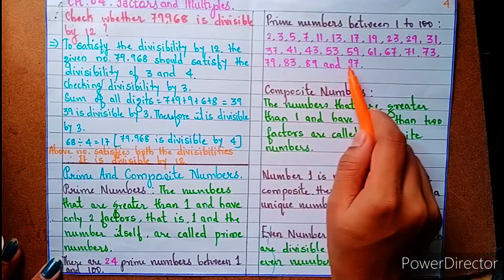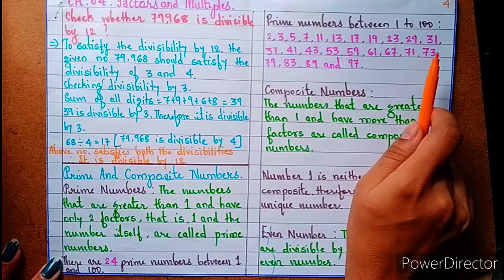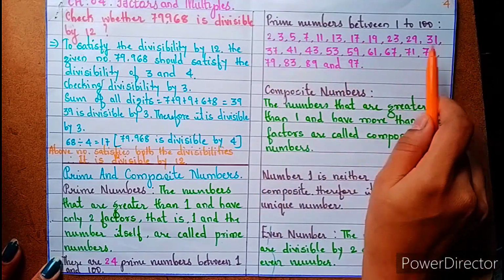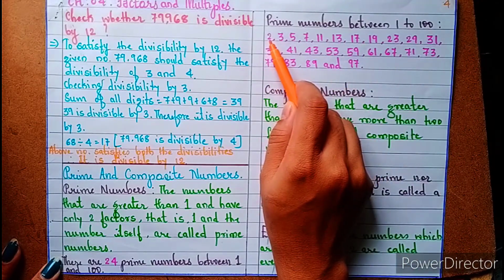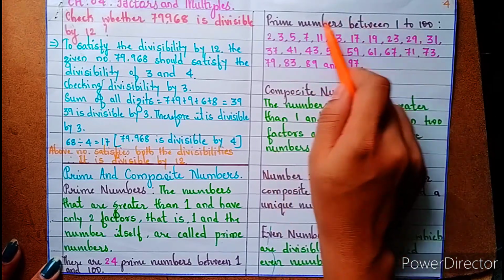All these numbers are prime numbers, and there are no other numbers which divide them exactly. Like for 2, we can divide by 2 only, or by 1. There is no other number which divides 2, or any other number which divides 3 other than 3 and 1, isn't it? So these are the prime numbers.